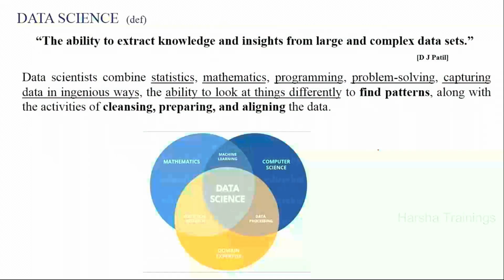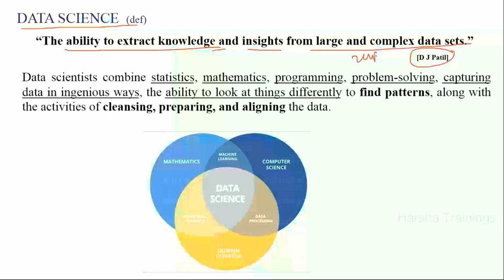Now, if you want to become a data scientist, first let me give you the outside definition, given by DJ Patil, who was chief data scientist at the White House. The ability to extract the knowledge and insights from large and complex data sets. In future, you may deal with 2 GB, 5 GB, or 10 GB of data. Whatever the size, it is immaterial for you. You have to write a data science program and extract the knowledge.